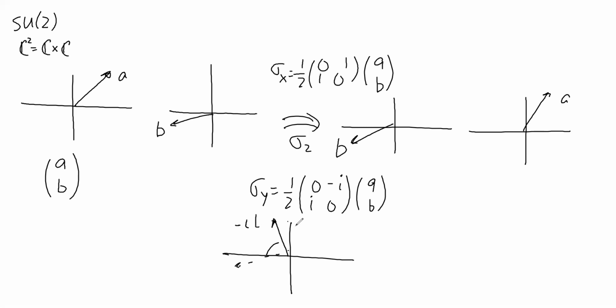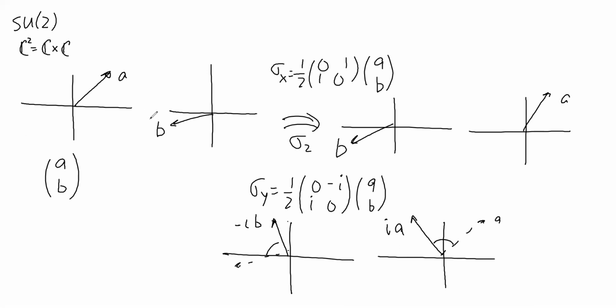So this will be the resulting vector, minus iB, and it switches planes. And then i multiplying A is the simple rotation by pi over 2 that we're familiar with. So A, starting off right here, will rotate 90 degrees as well, and this will be iA. This is a helpful way to visualize what sigma x and sigma y do to this generic vector in C2.